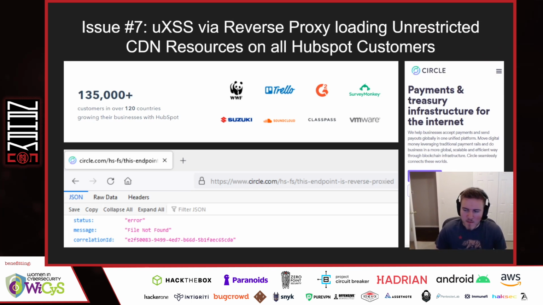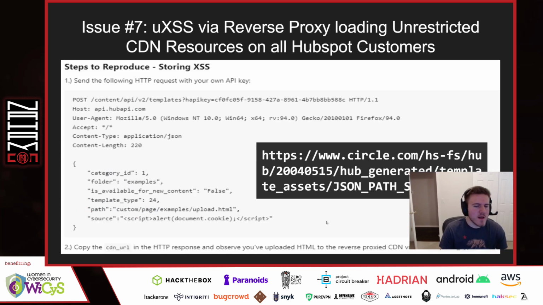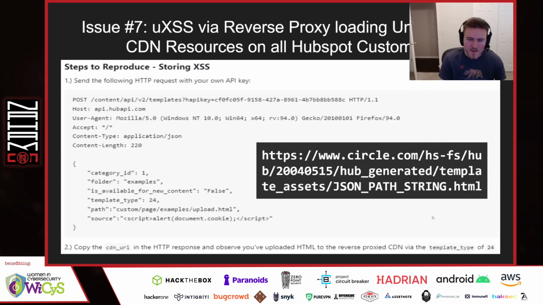So, Circle.com, they're basically a provider for, I think, USDC or some other stablecoin. But you're able to get XSS on Circle.com via, you can see the HSFS endpoint. This endpoint here is reverse proxied to their CDN. So basically what you're able to do is post content to the managed HubSpot resources where you're able to post an HTML file with custom content, and you're actually able to access that HTML file on any customer website.